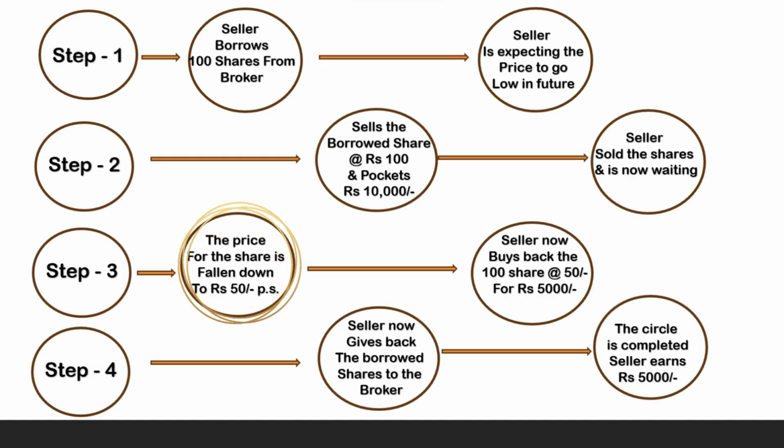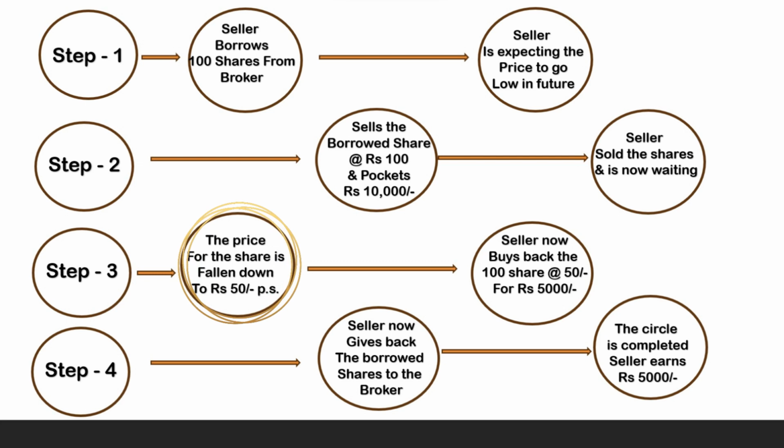You're waiting for the price to go down. Now, during the day, because of some news which you already knew, or because of some technical patterns which you have already seen, you know the price is going to go down. And by afternoon, you see the price has gone down and it is now 50 rupees. The share that was 100 rupees in the morning now is available for 50 rupees. You go back in the market and you buy those 100 shares back for 50 rupees.